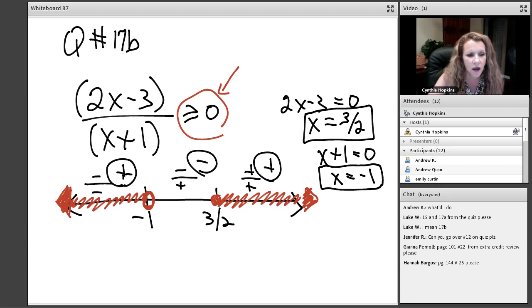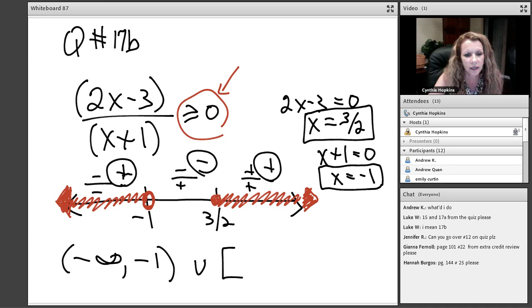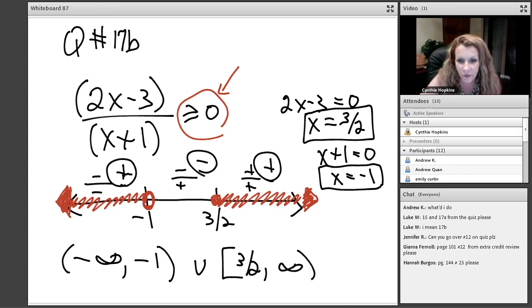All right, here is my answer in interval notation. Parentheses, -infinity, comma, -1, and then right parenthesis, union. Now I'm going to have a bracket, +3/2, comma, infinity, and parenthesis. Okay, there you go. Yay!